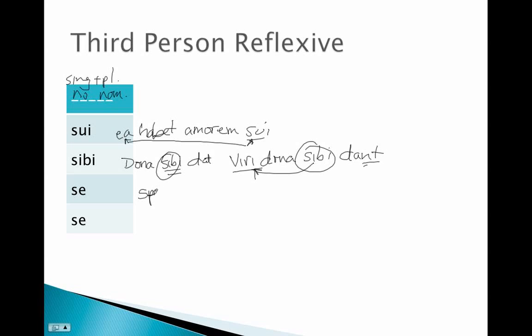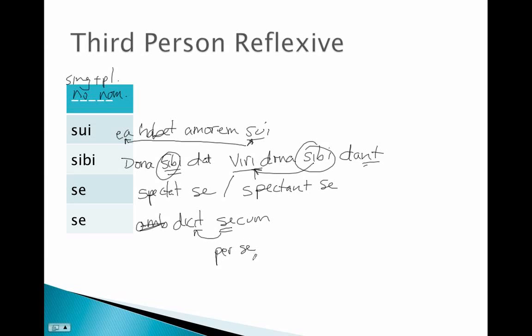He is looking at himself. Spectat se. Or they are looking at themselves. Spectant se. And he is walking with himself. How about he's talking with himself? Dicit secum, with himself. Right? The se referring back to the subject, him or her or it, self. And like we did with the other pronouns, se is going to be attached directly to the cum, so secum. Or he did it all by himself, per se.